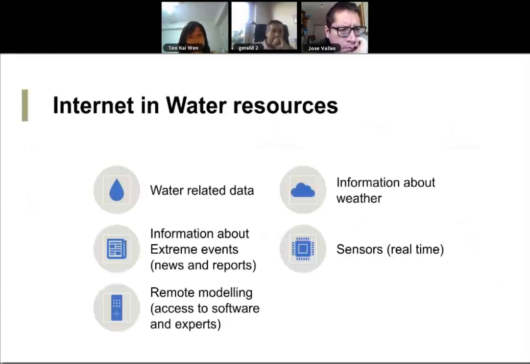That paradigm in water resources ended up in what we have right now: water-related data, information about the weather, sensors in real time that we can have at different devices, information about extreme events. This is also important because in the past, something could be happening in Africa, in America, in Latin America, or wherever, and no one knew about it or was not so well informed. But now everything is connected, so it would appear that now you can understand what is happening worldwide.